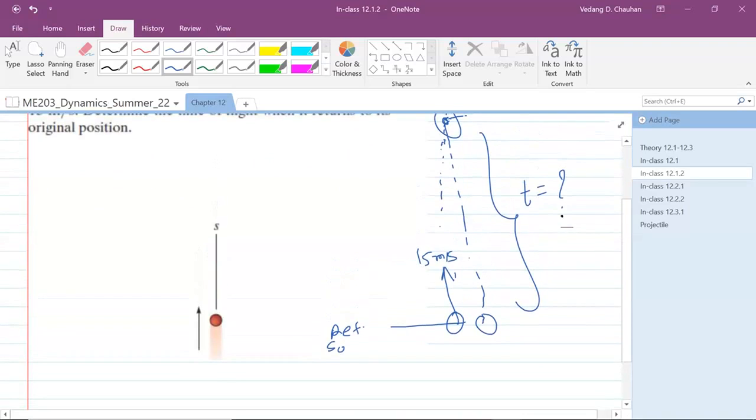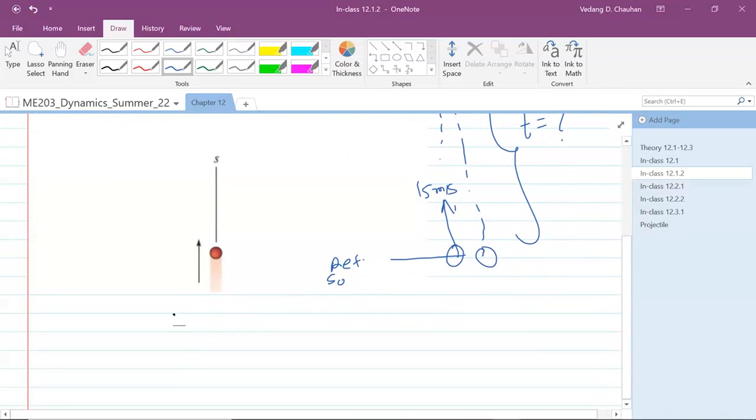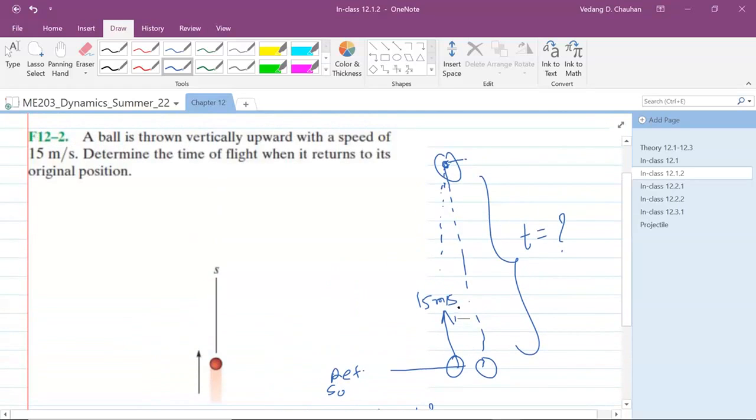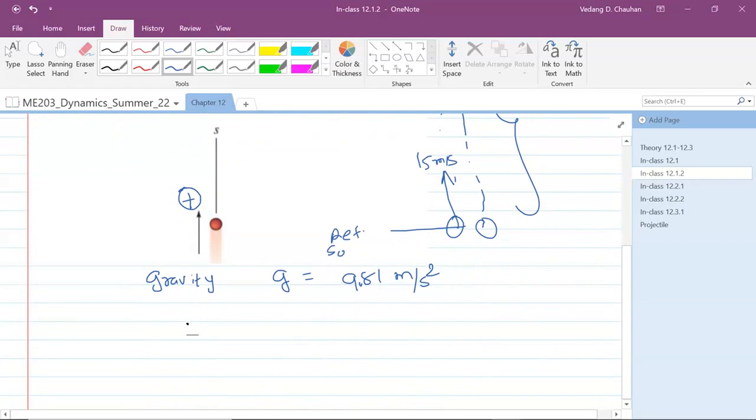Now during this motion, the ball experiences gravitational acceleration, and the value of gravitational acceleration g is 9.81 meters per second square for the SI system. Because the initial velocity is going up, we define our coordinate system as positive going up. So gravitational acceleration is acting downward, so we need to consider that as negative, minus 9.81 meters per second square. And since this value is constant near the surface of the earth, this is a problem of constant acceleration.